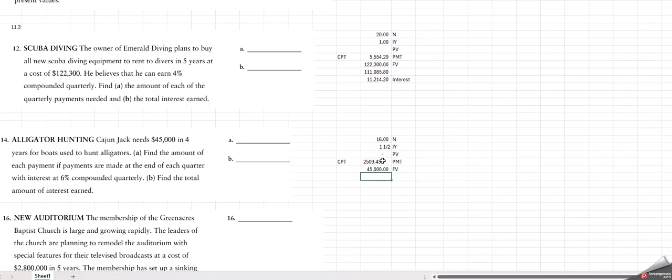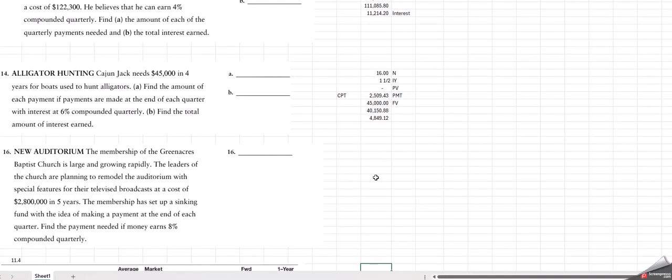And then our interest, again, is going to be the N, 16, times our payment amount. So that's how much money we put in, and then the interest is going to be the difference. So $4,849.12.